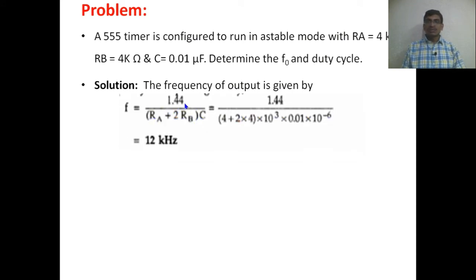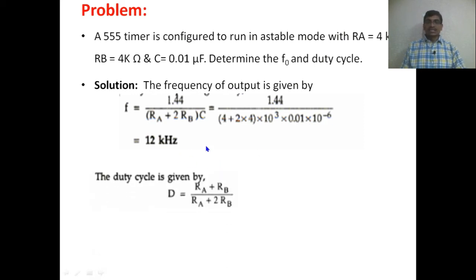1.44 or 1.45 divided by (Ra plus 2Rb) into C. So here, 1.44 divided by (Ra plus 2Rb). Ra is 4, Rb is 2, Rb is also 4. So (4 plus 2 into 4) into 10 cube, because it is in kilo ohms, into C, which is in microfarad, 0.01 into 10 power minus 6. Therefore, the operating frequency is 12 kilohertz.